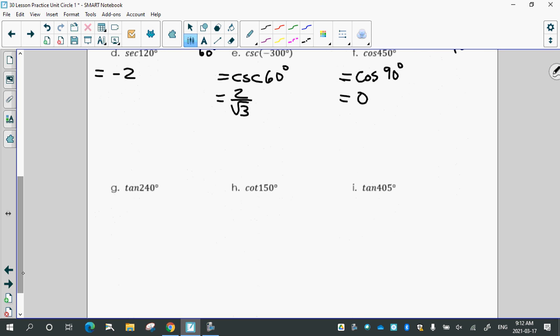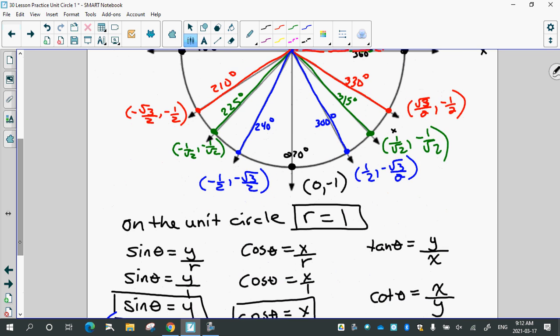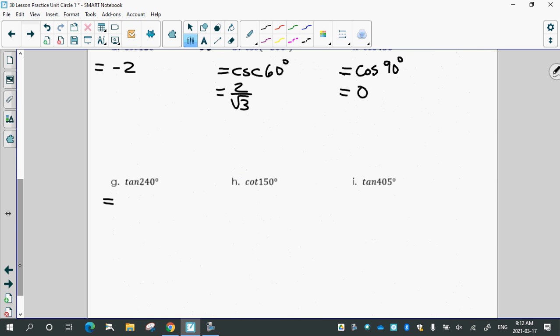Tan of 240 degrees. That takes a little more work because I have to take the y value and divide by the x value. So I go to 240. The y value is negative root 3 over 2, and the x value is negative 1/2. So it's going to be negative root 3 over 2 divided by negative 1/2. And we can do our little trick where they're both out of 2, so we can divide the 2s out. So we end up with negative root 3 divided by negative 1, which is positive root 3. And again, you can check that on your calculator. Tan of 240, 1.732, root 3, 1.732.